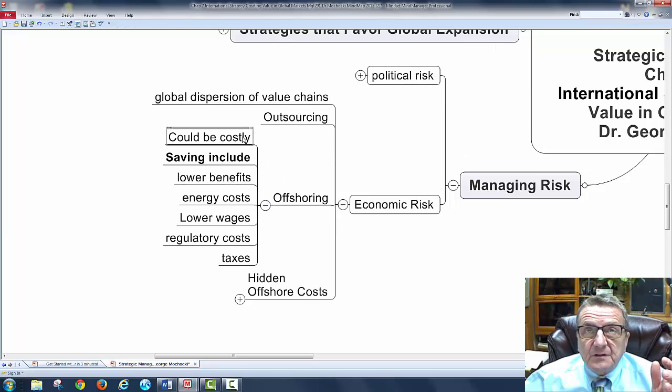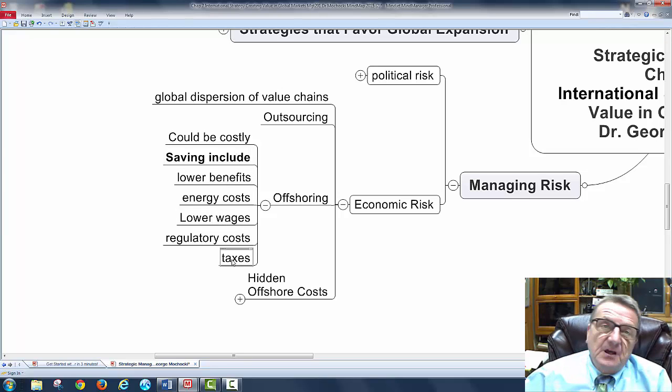Could be costly, like the oil industry. Savings include lower benefits, energy costs, lower wages, regulatory taxes. But you figure when we do offshore, there are areas, even though we bring our own individuals in there, to set up where it is isolated. We've been drying up all the oil, everything else. But there's other offshore operations we may do other than drilling for oil.